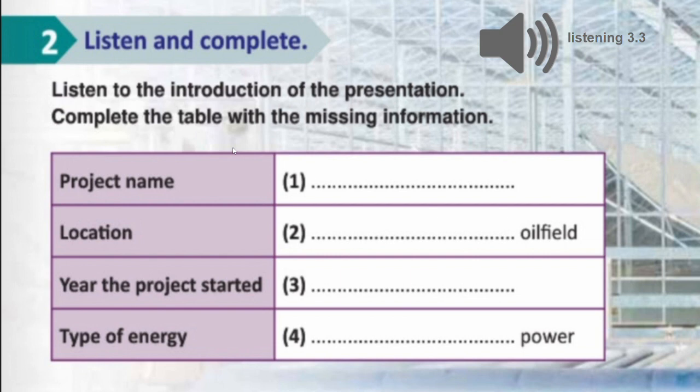So you can check your answers. The project name is Miraah project. The location is Amal oil field in Dhofar. The year is 2015. Type of energy is solar power. Good.